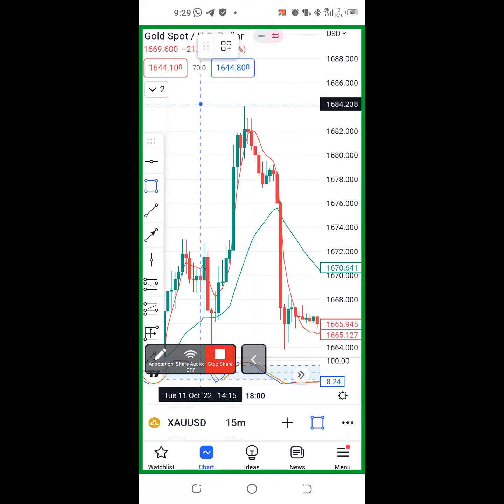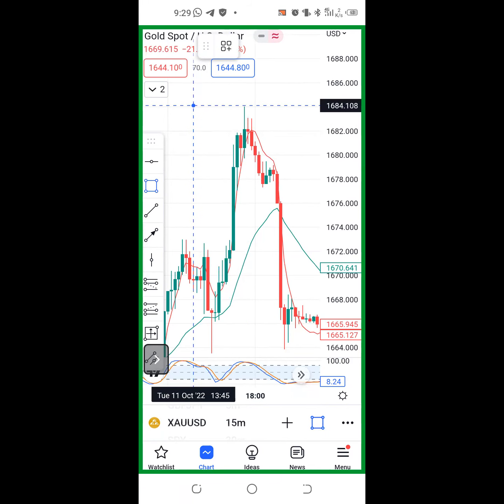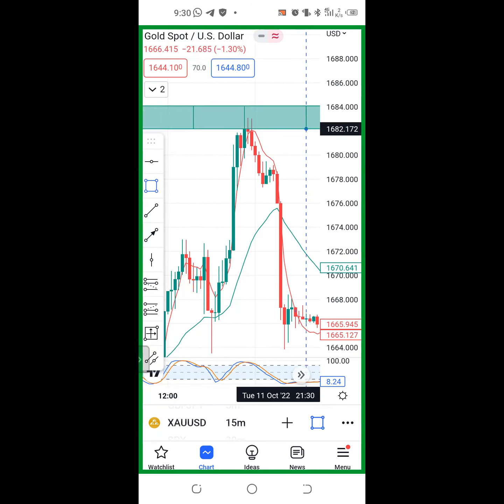So always start from the weak. Always start from the weak, and then you bring it down. For me, I like to bring it down here to the double top. So make sure it's always accurate. You can zoom later and make it accurate, right?